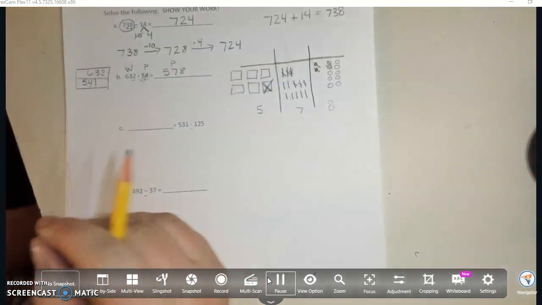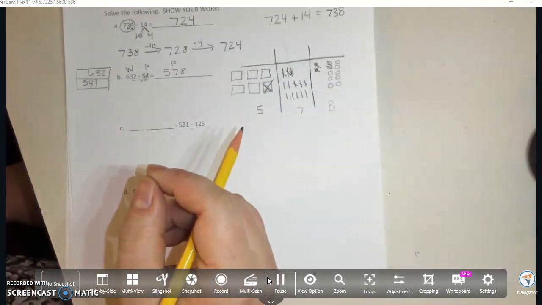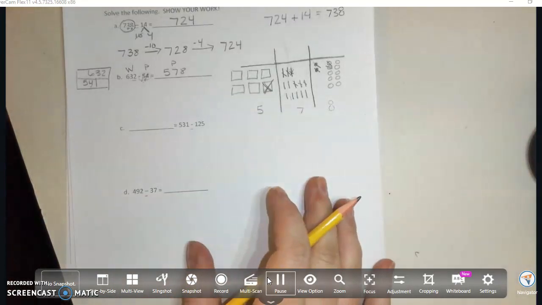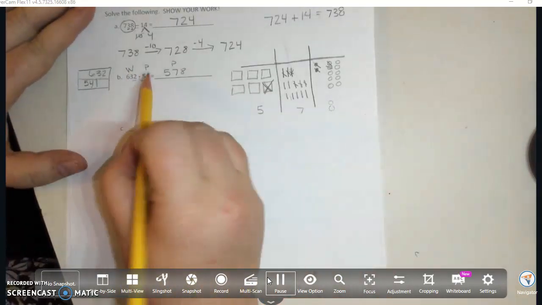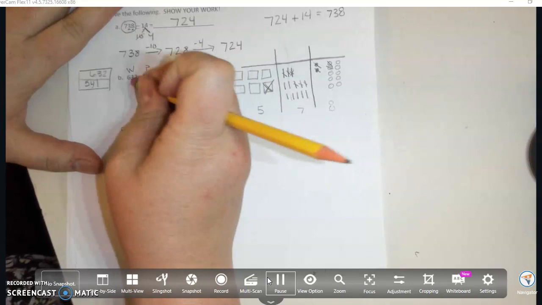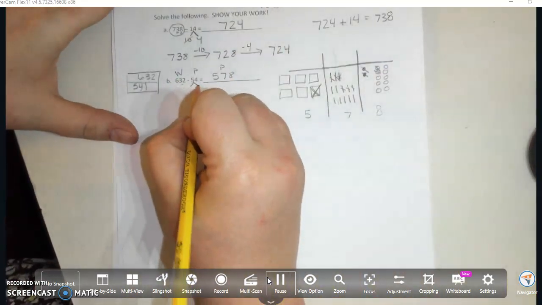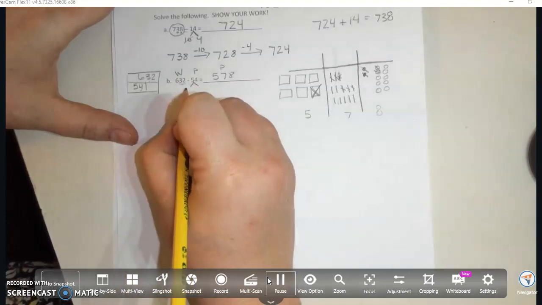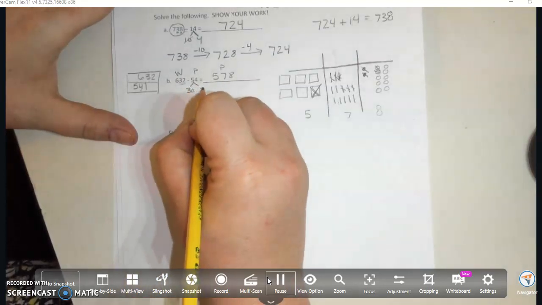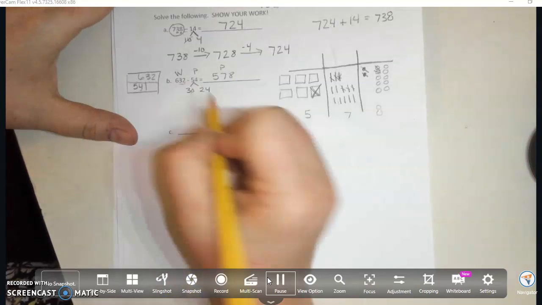Now on this one, I'm also going to show you the arrow method. So let's see, I'm going to have enough room. 634 minus 54, and I'll erase that so that I can write in that box. I'm going to break this up, and now I have a 30, so I'm going to actually take a 30 out of that and a 24, because that's 54.